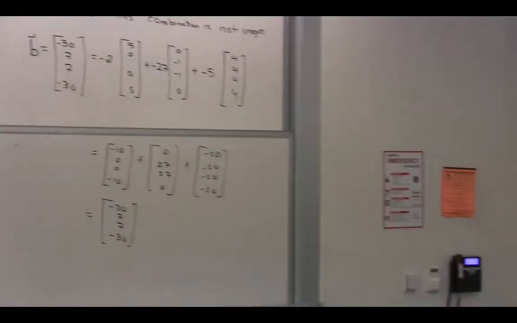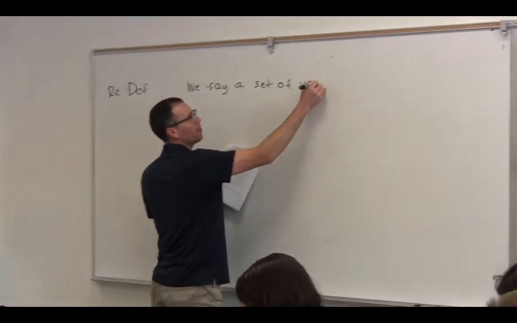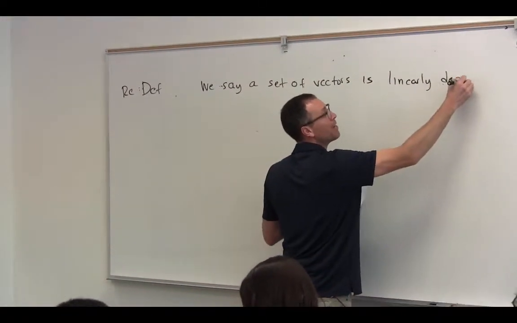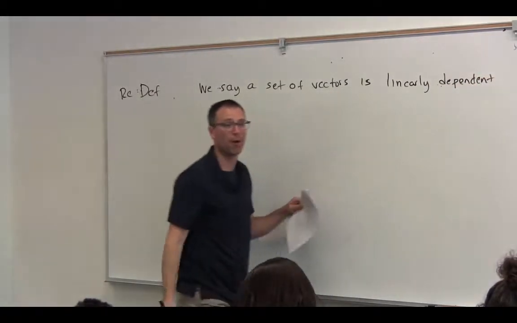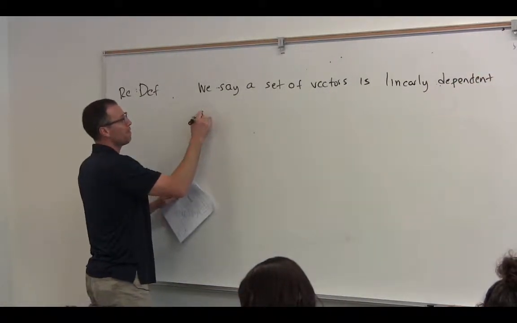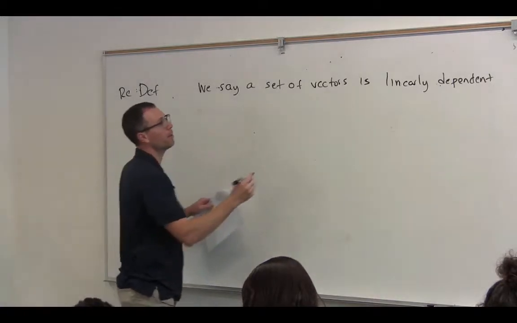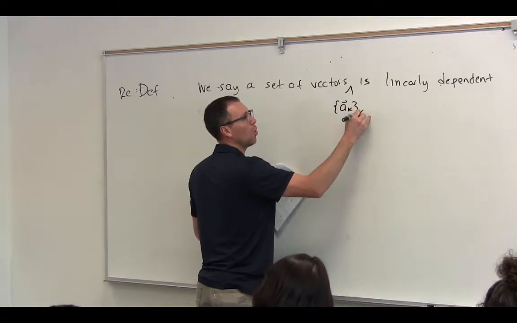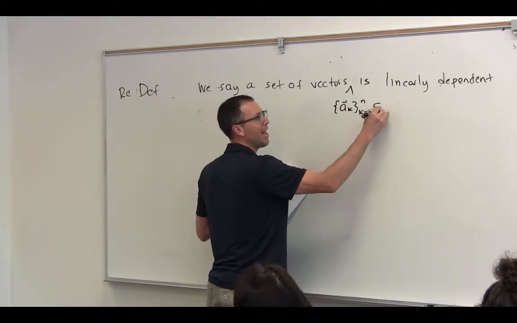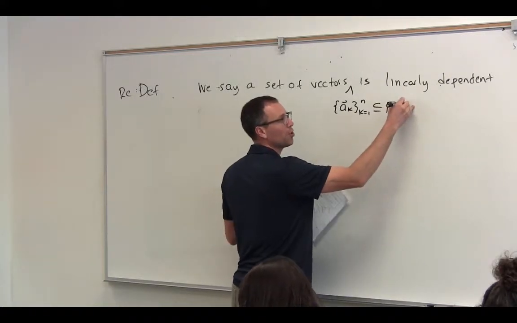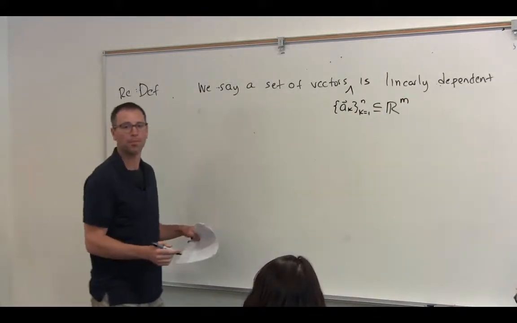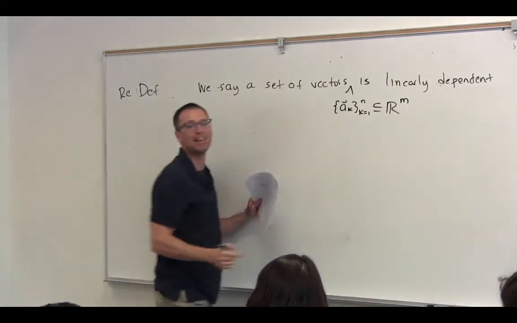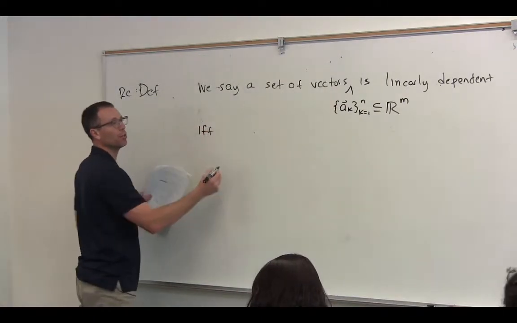We say a set of vectors is linearly dependent. And we talked about this at the very end of class last time, right? Let's say we have a set of vectors, A1, A2, all the way down to AN. How big has a set of vectors been so far? It's been in Rm. So this is a set of n vectors, each of which is size m by 1. And we call that set linearly dependent if and only if what is true.